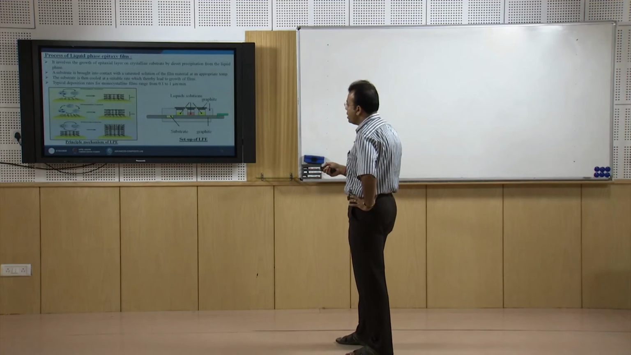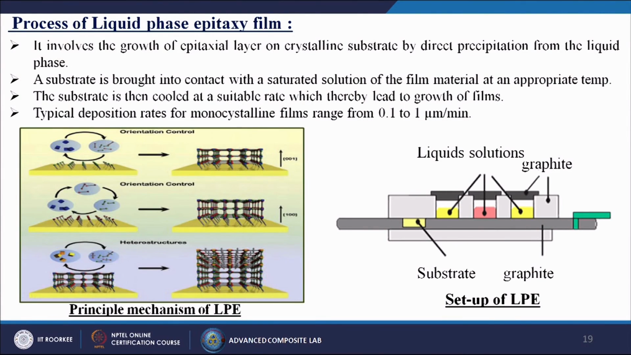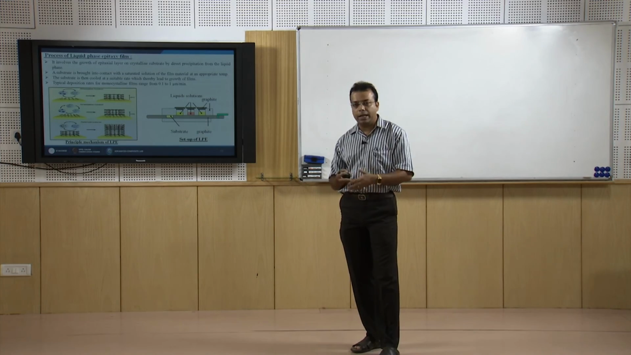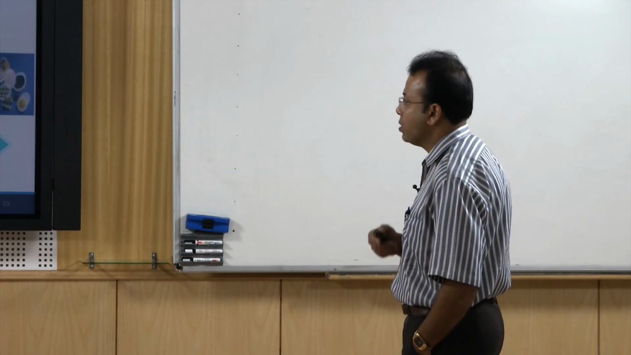Here the principal mechanism of liquid phase epitaxy looks like this. First, we can do orientation control, so that we can form different crystal structures onto the substrate itself. Here we have several liquid solutions, closed by graphite, then we have the substrate and we do the coating onto it. So, this is the simple type of liquid phase epitaxy. Initially we have the substrate, then we put it into the different solvents and then thin film growth takes place.